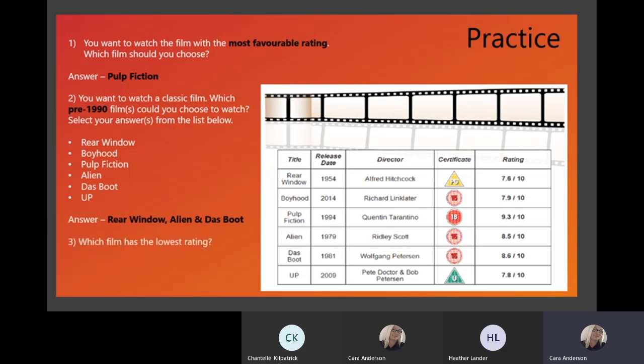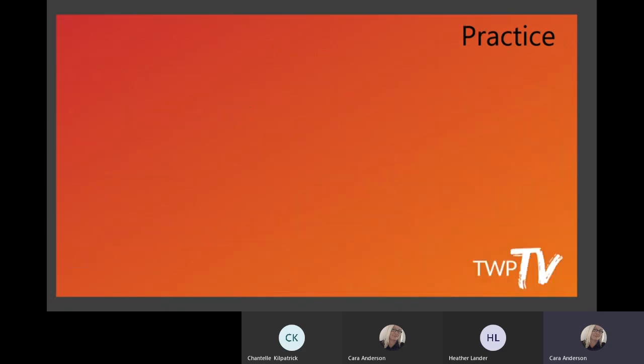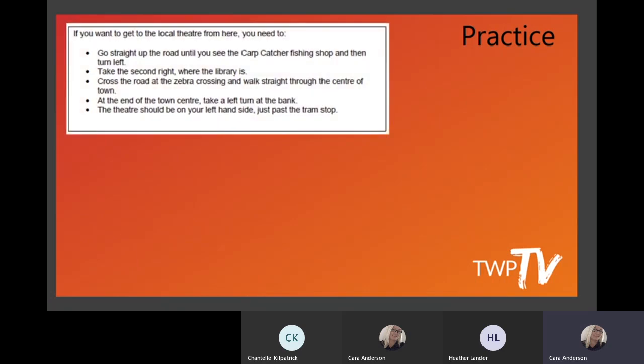So well done, Heather. So question number 3 is, which film has the lowest rate? I haven't highlighted any key information in this one because I'm hoping that it's pretty straightforward. And again, we're using your math skills in here as well, so we're doing a bit of embedded learning today. So you've both gone with Rear Window. Excellent, well done.